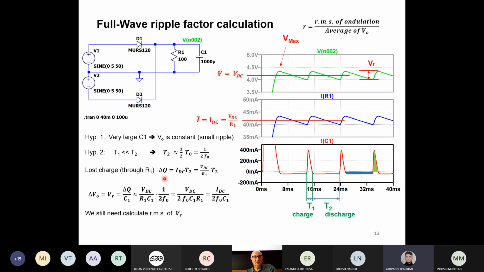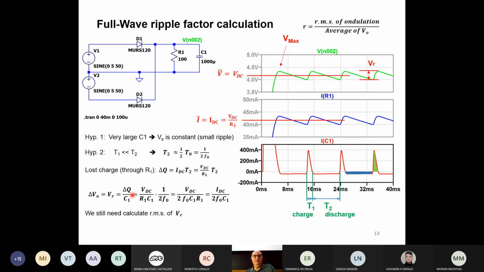T0 in this case is the period of the 50 hertz signal, 20 milliseconds. Your colleague was asking what T0 is. T0 is 20 milliseconds because it's the reciprocal of 50 hertz. And delta Q is the charge that we are losing during the capacitor discharge, or the charge that we are gaining when the capacitor is charging again.